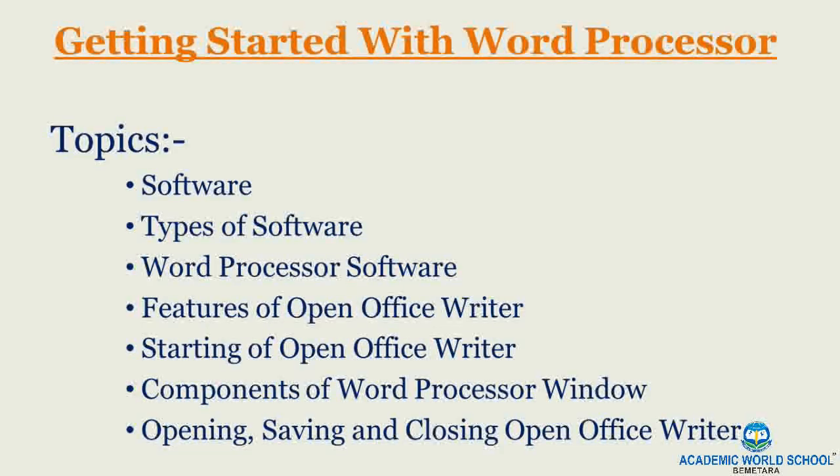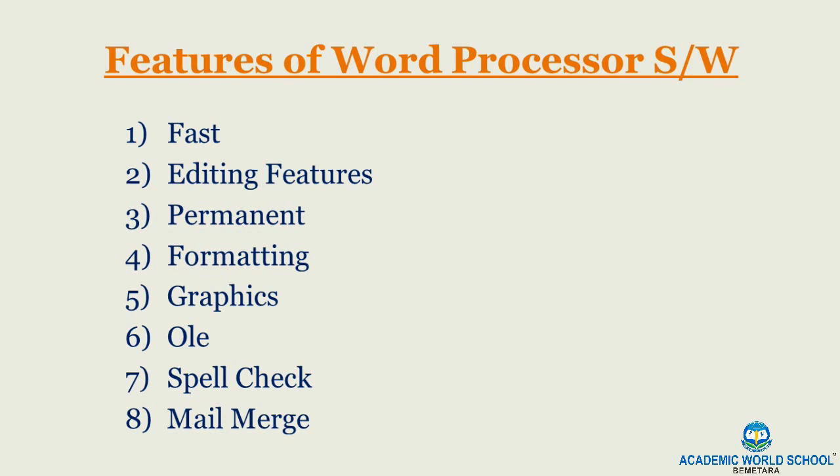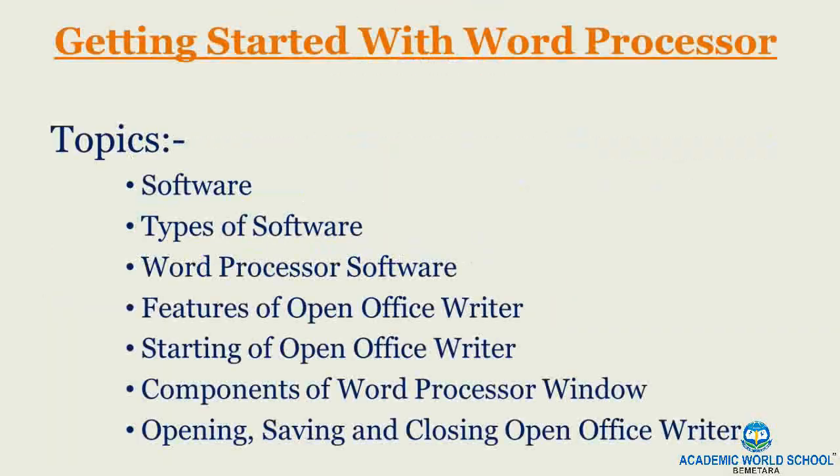Then we discussed the features of OpenOffice Writer. We found there are different features like fast editing, permanent formatting, graphics, OLE, spell check, and mail merge. Then starting OpenOffice Writer: I told you two different methods, from Start, All Programs, OpenOffice and then OpenOffice Writer. Otherwise you can double click on the icon and open it.